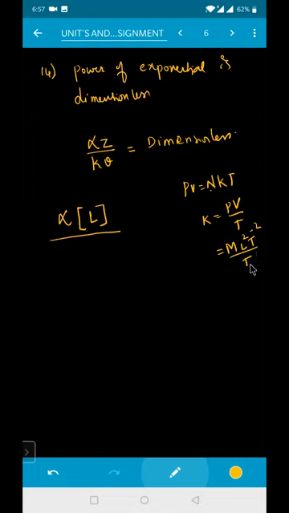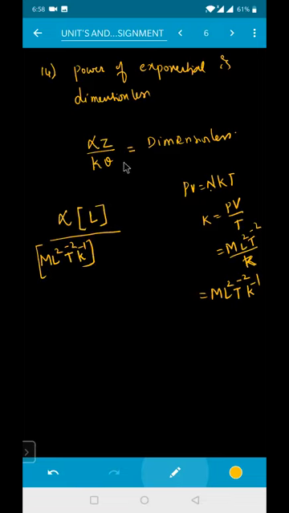Divided by t, this will go up. So how much am I getting for this one? This is ML square T power minus 3, minus 3. T is temperature, no? Temperature is represented by Kelvin K. So that will be T to the power of minus 2 into K to the power of minus 1. So the dimension of this one, right now I'm writing: it is M L square T power minus 2 K power minus 1. That is the dimension of Boltzmann's constant.